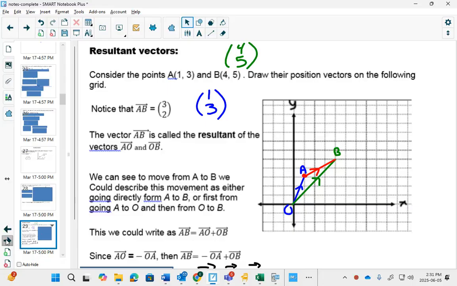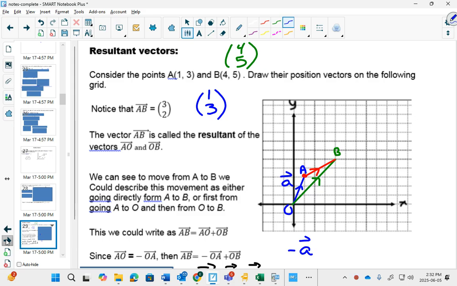I could start at A, I could go back to the origin, and once I got back to the origin, I could go to B. So how would I do that? Well, if this is position vector A, and I'll write it like this, going backwards would be -A.